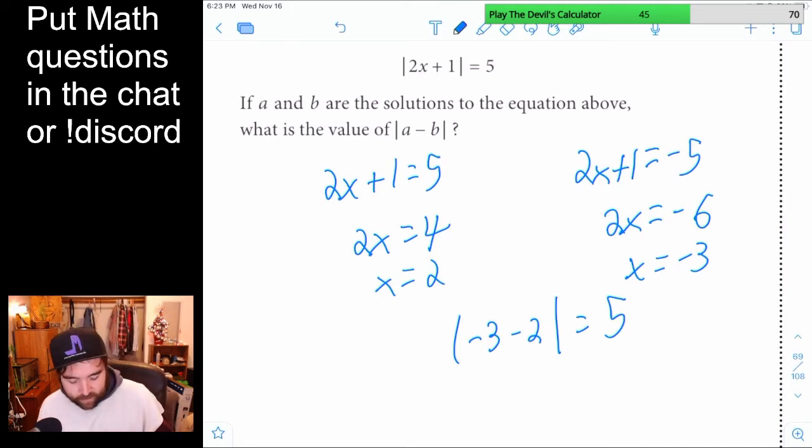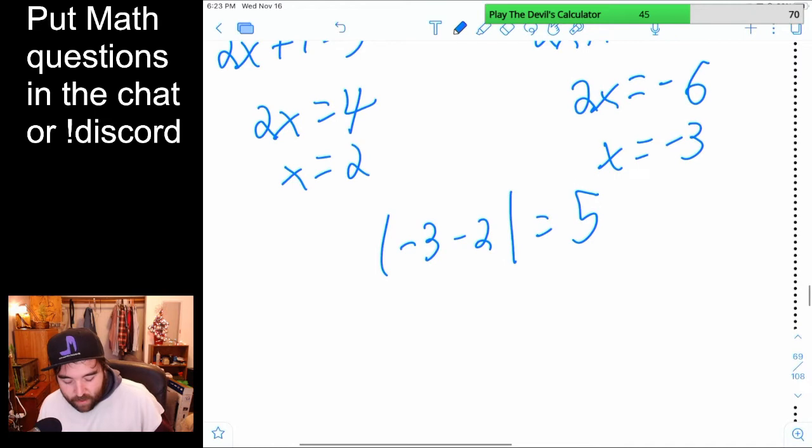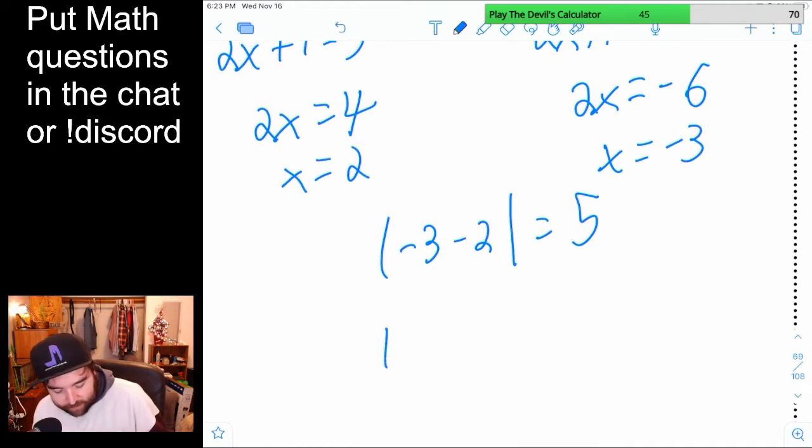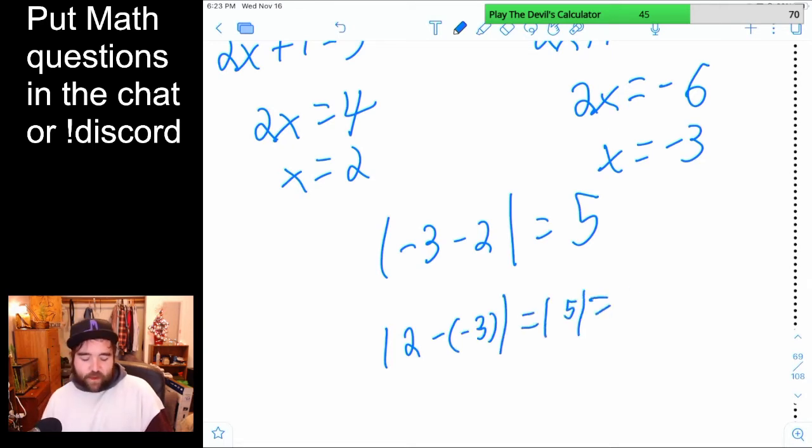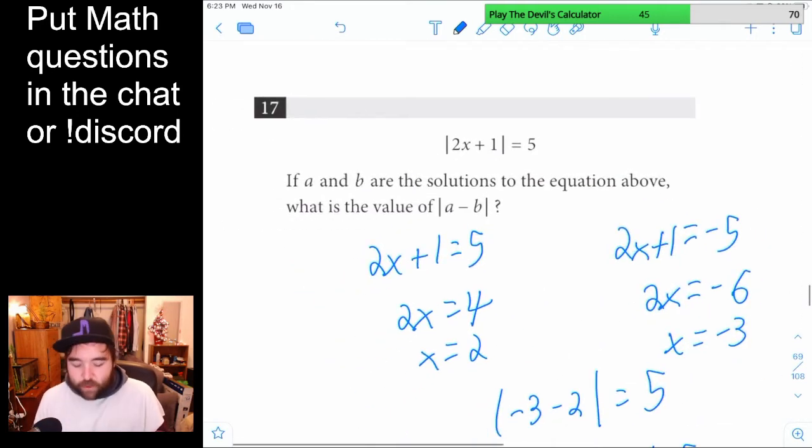And notice, how do you know which is A and which is B? It doesn't matter. If we had done the absolute value of 2 minus negative 3, look how that's just 5. The absolute value of 5 is 5. So when you're doing absolute value stuff like that, it doesn't matter which one it is. And plus, if they don't tell you which one is which, that means they have to be interchangeable anyway.